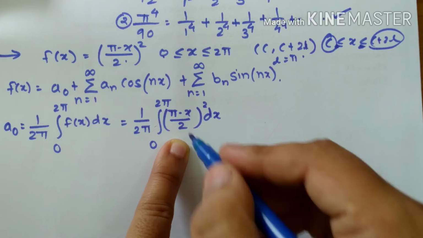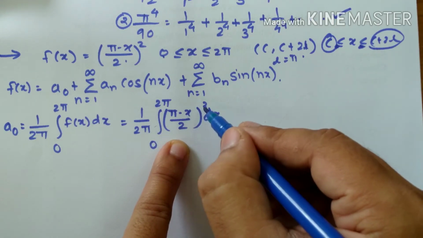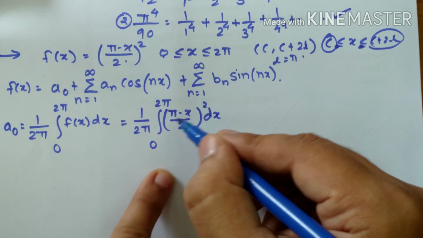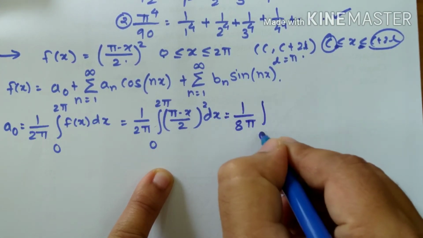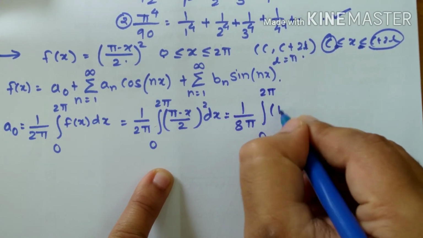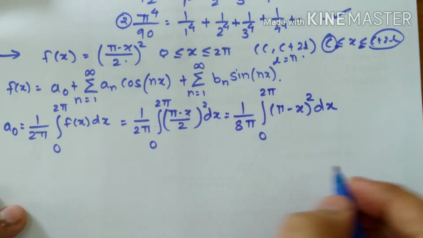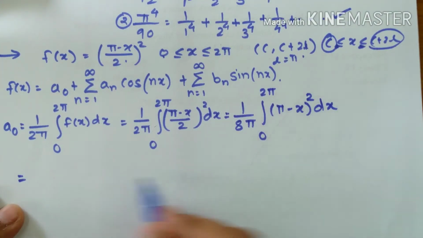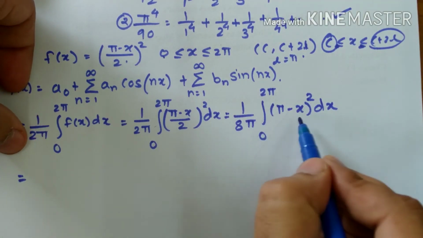Okay, so I just take this 1 by 2 outside, but while taking this 1 by 2 outside, there is a square. So we have 1 by 4, and I'll take 1 by 4 outside. We get 1 upon 8 pi integration from 0 to 2 pi of (pi minus x) bracket square dx. So this is equal to, I'm directly coming to this. This is a naught equal to this integral.